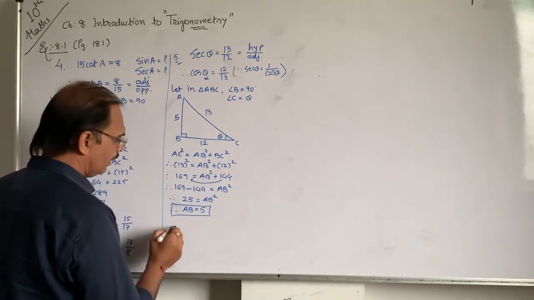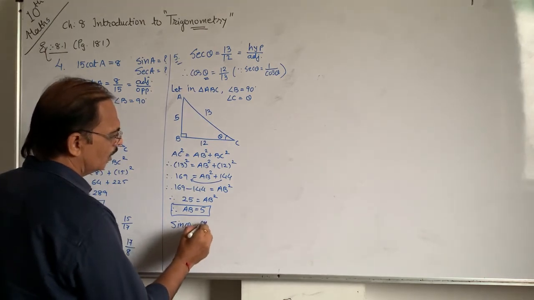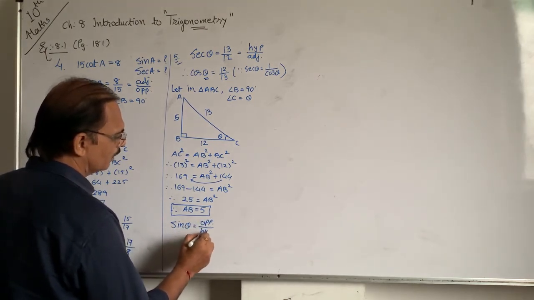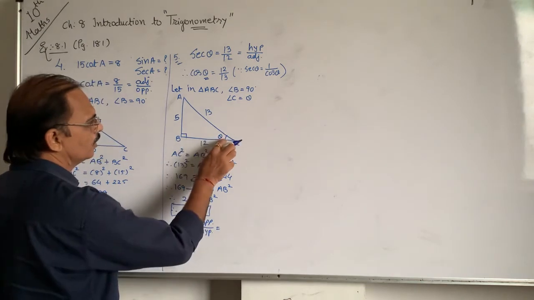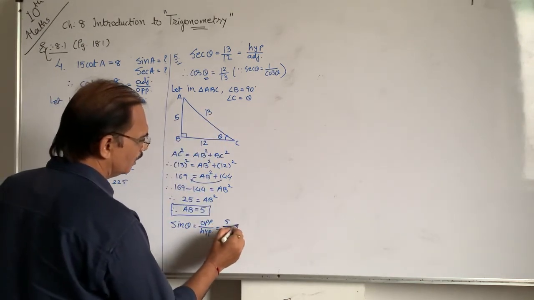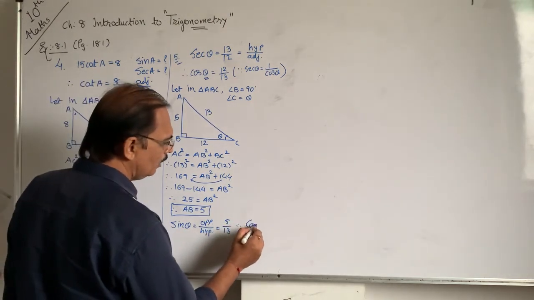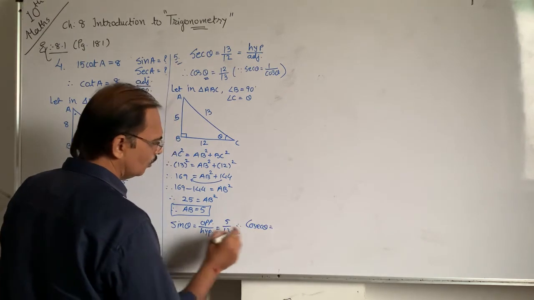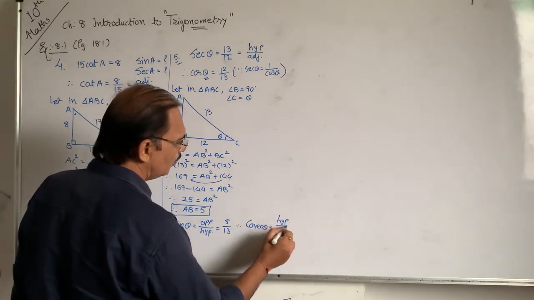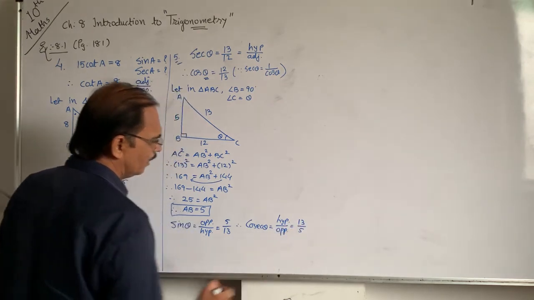Now you want to find all ratios. Two are already there. So first we start with sine. Sine equals opposite upon hypotenuse. For the theta that we supposed, the opposite side is 5 and hypotenuse is 13. So sine is 5 upon 13. If sine is there, you can find its reciprocal. Cosec theta equals hypotenuse upon opposite, 13 upon 5.